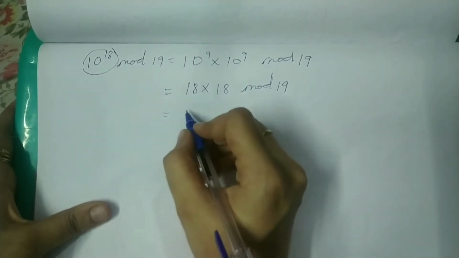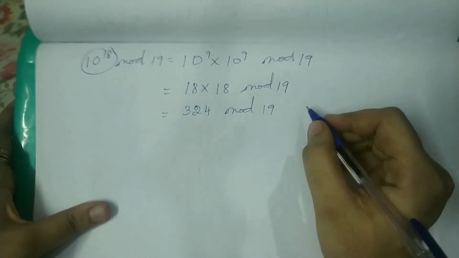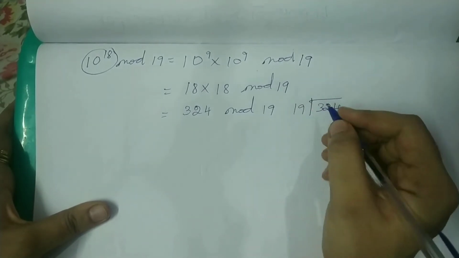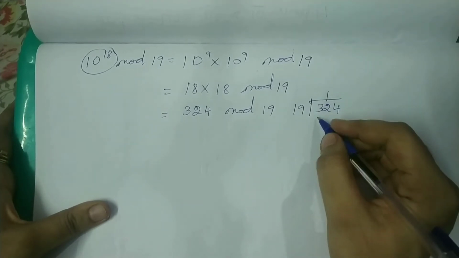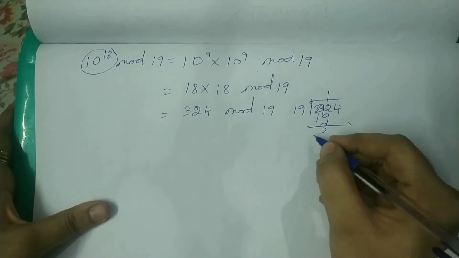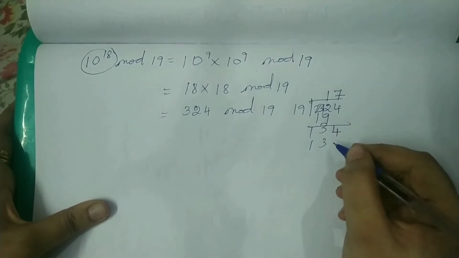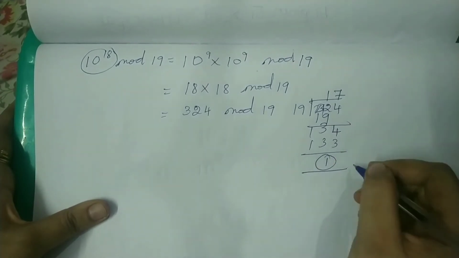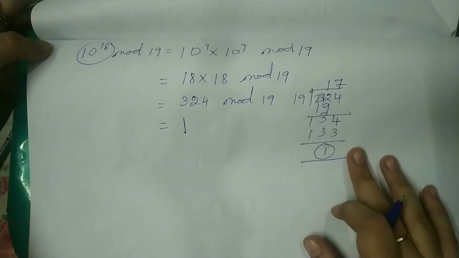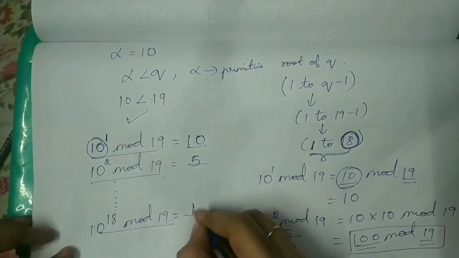18 into 18 is 324. So 324 mod 19. So now I need to divide this 324 by 19. It will go 1 time. Balance 19, 3, 1, 134. 7 times it will go 133. The remainder is 1. So this is equal to 1. So now in the place of 10 to the power 18 mod 19, I'm going to fill it as 1.